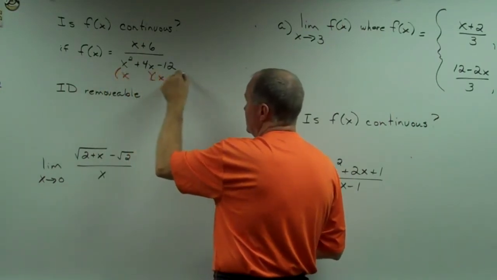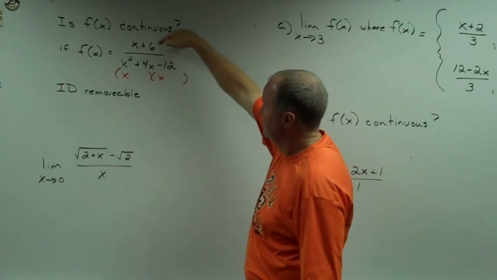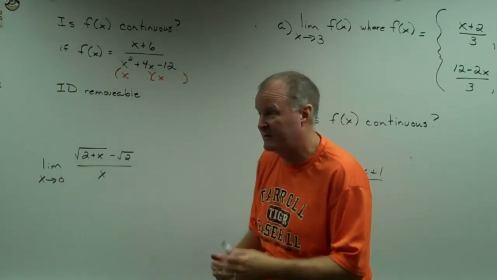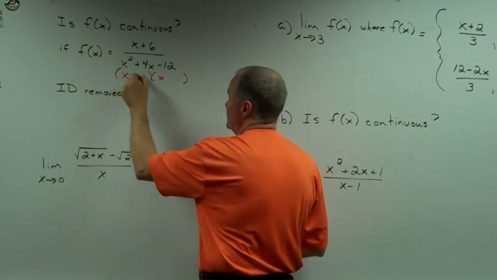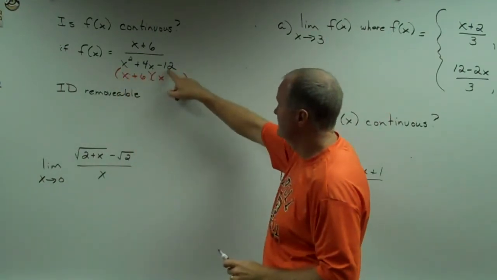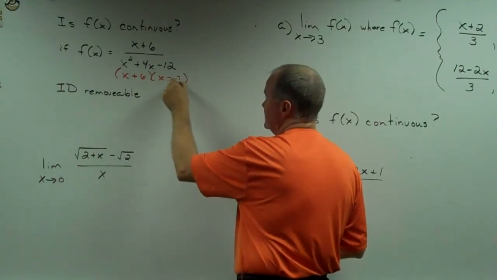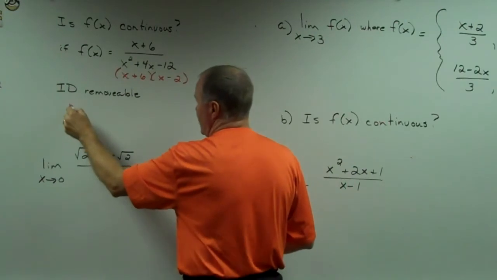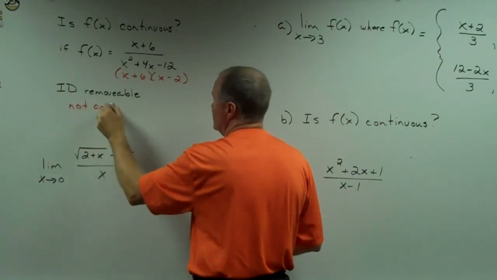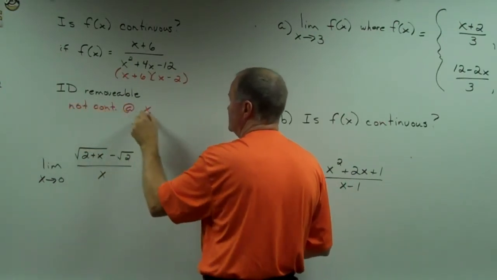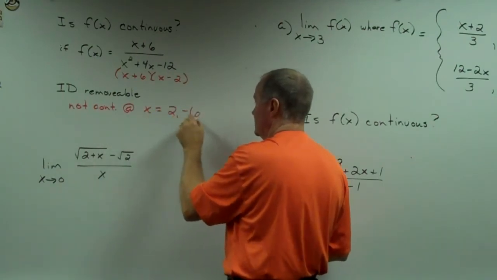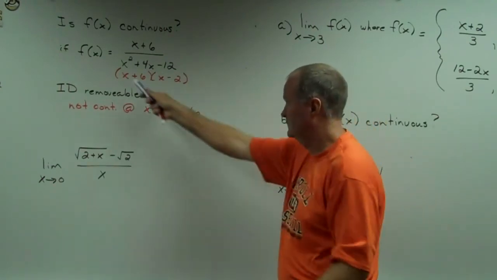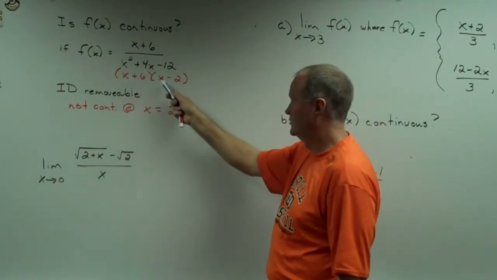Now, what's going on? One of these is probably a factor. It doesn't have to be, but it probably is if you try it. So I've got to have a -2. Does that work? Yes. So is this continuous? It's not continuous at 2 and -6. Now, how did you determine that? -6 blows it up. 2 blows it up.